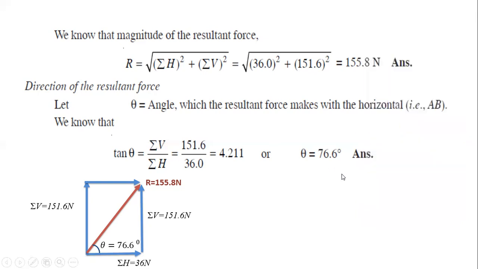You'll be getting the answer 76.6. This is the angle which the resultant is making with the horizontal. The magnitude of your resultant is 155.8 Newton, and the position, it makes an angle of 76.6 with the horizontal. In such a way, we can easily find out the resultant and position of the resultant by using the resolution of force for any kind of problem. Okay, thank you for listening.